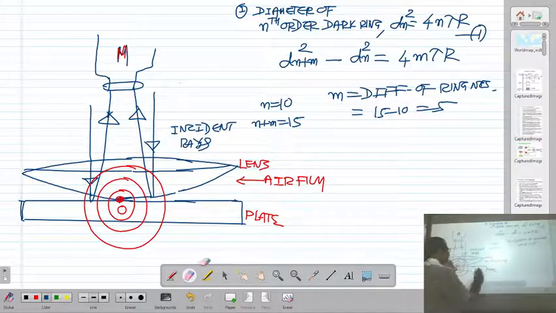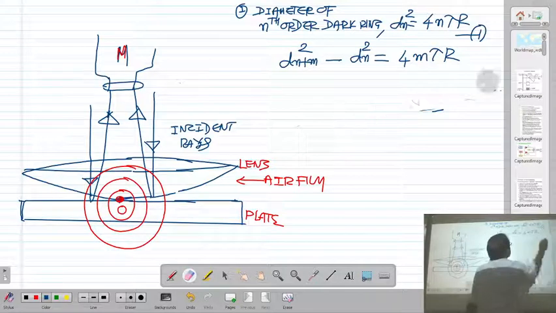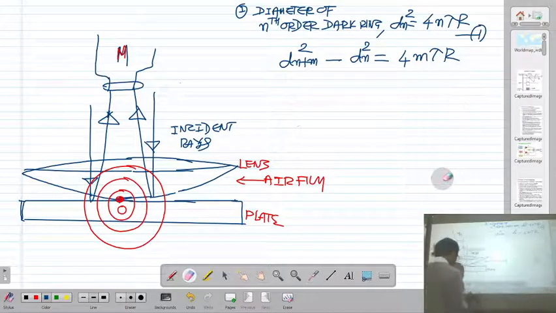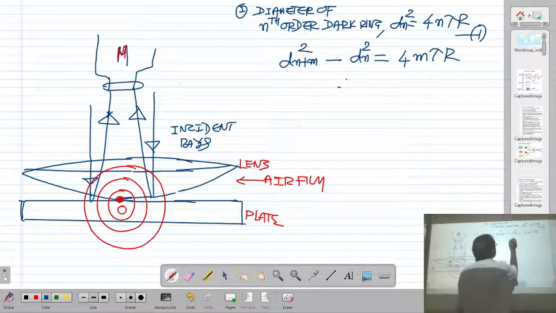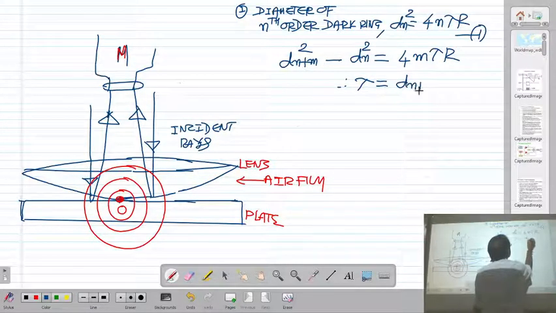Now next, therefore lambda is equal to D n plus m square minus Dn square upon 4mr.